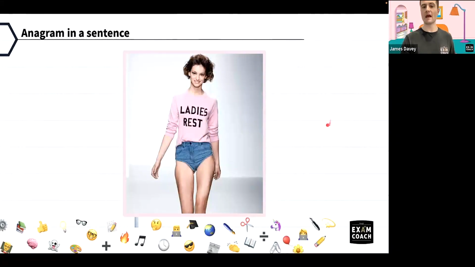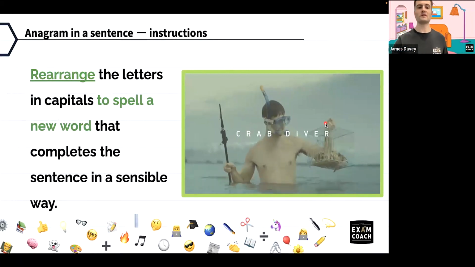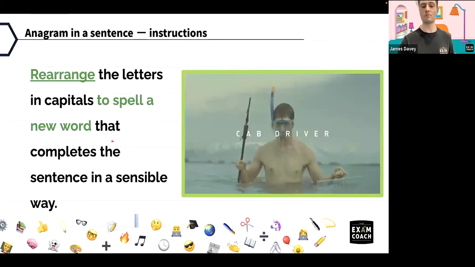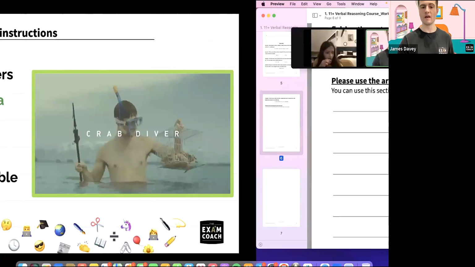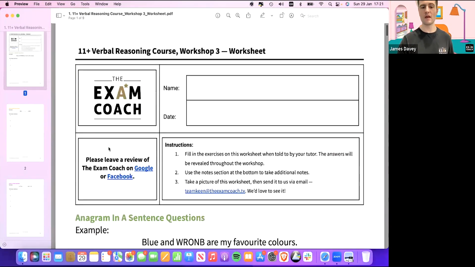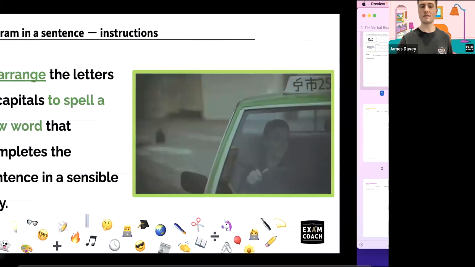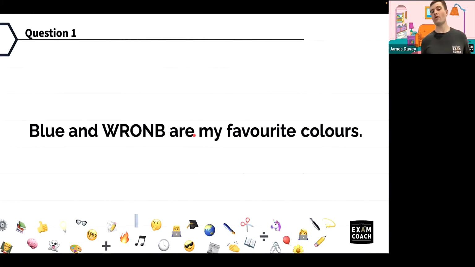Obvious. Let's have a look at the anagram in a sentence then. Here, all you've got to do is rearrange the letters in capitals to spell a new word that completes the sentence in a sensible way. So here are the questions. All right, here's an example question here. And what we should do is use the context of the sentence.